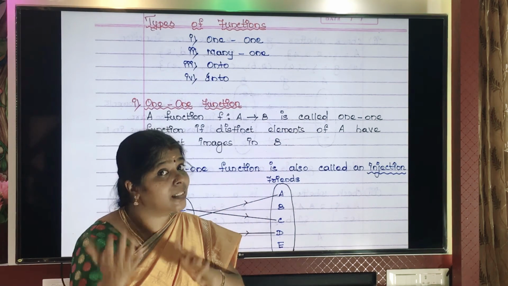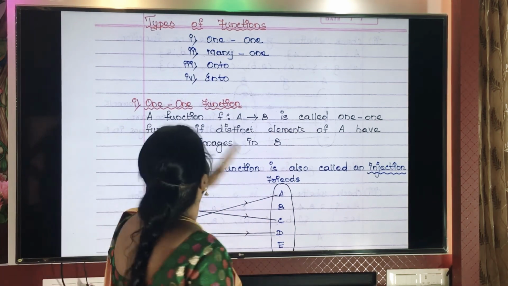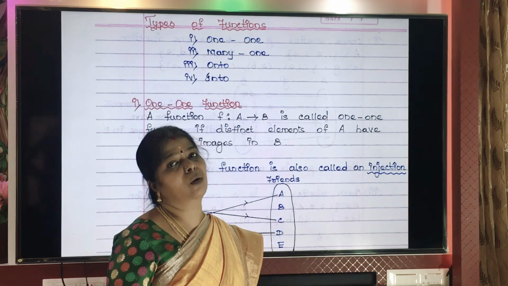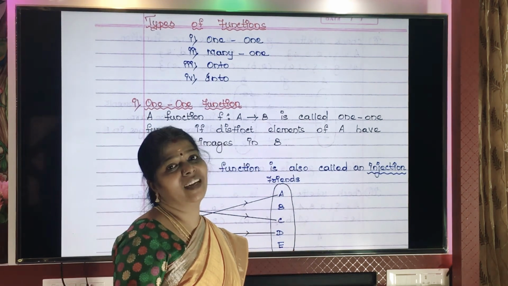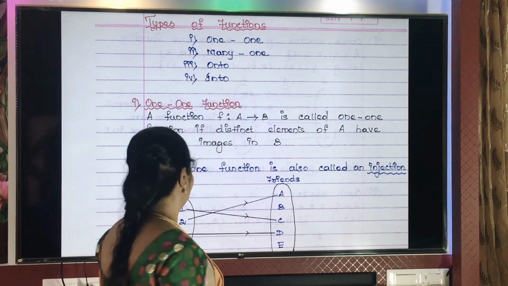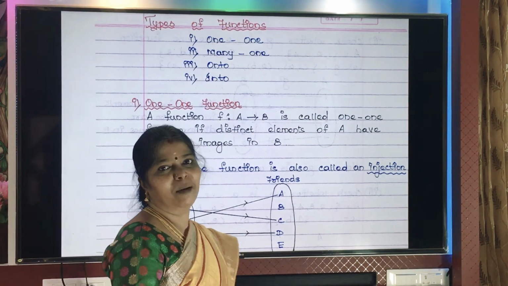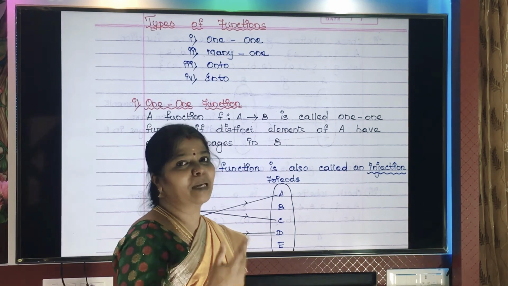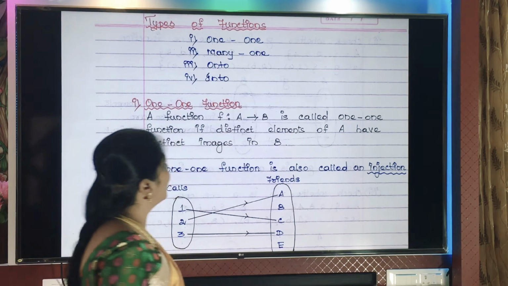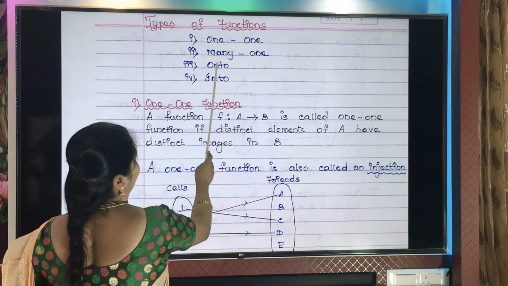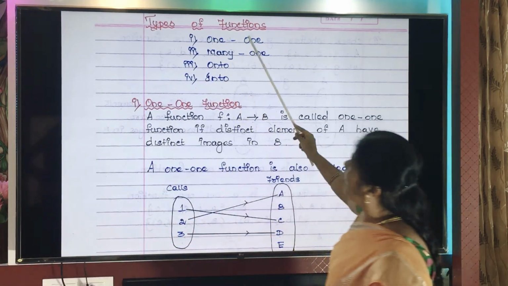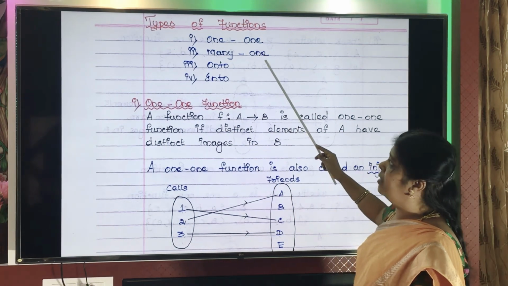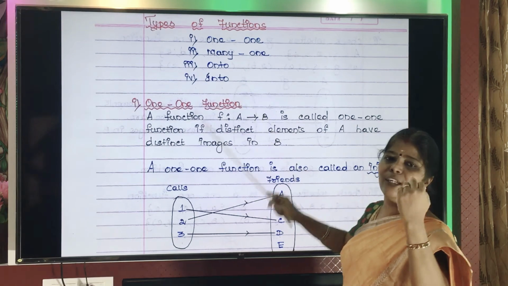Now, what is the next topic we are going to see? Types of functions. Hope it is not like a birthday function or marriage function. Not like that. Let us see how many types of mathematical functions there are. Here we have mentioned 4 types: one to one, many to one, onto function, into function.